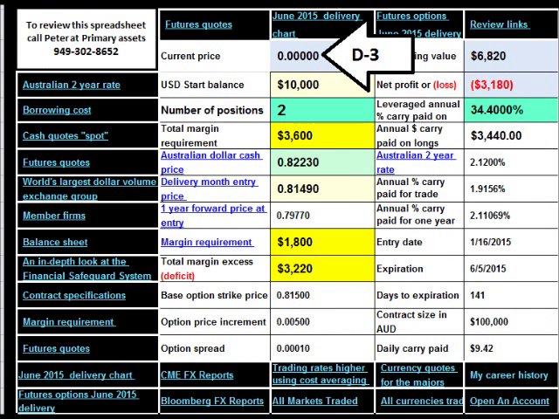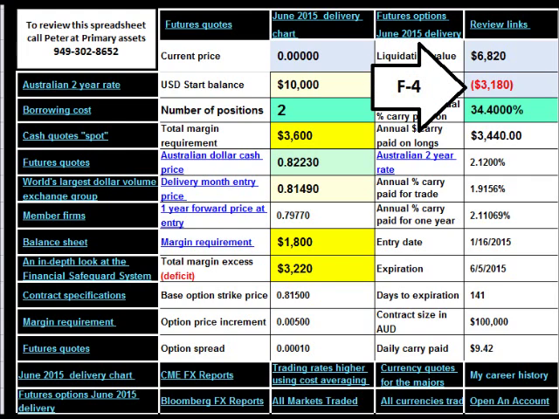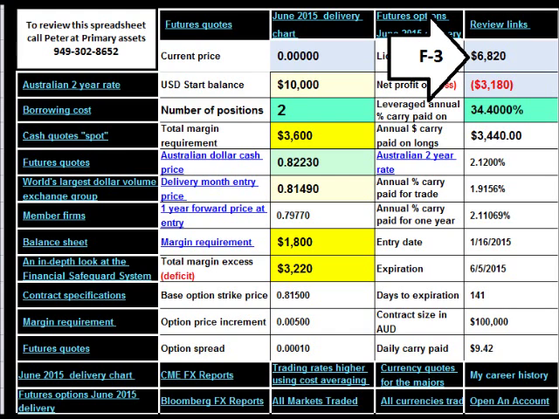Now let's review the potential outcomes for this trade. Let's assume the Australian dollar goes to 0. Enter 0 in cell D3. The net loss will show in cell F4 of $3,180. This includes all bid-ask spreads, all option premiums, all commissions, regulatory and exchange fees. The net liquidation value on the $10,000 deposit will show in F3 $6,820.